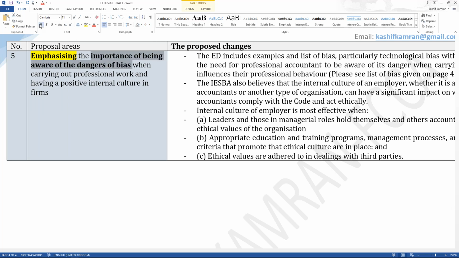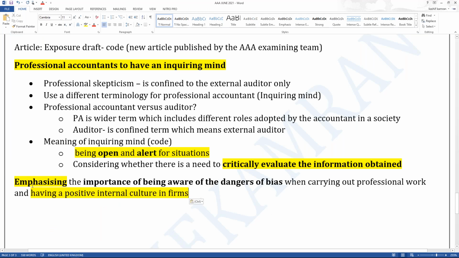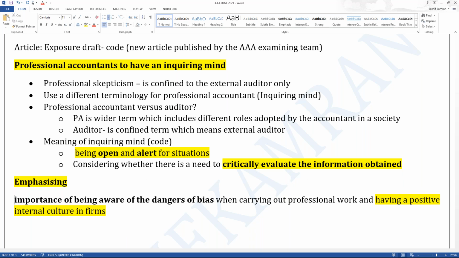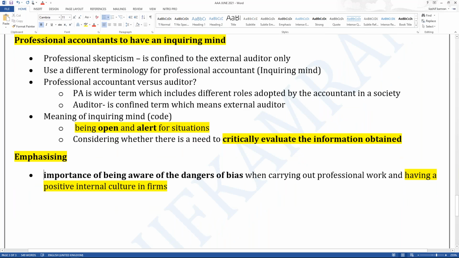So as a professional accountant, you should be aware of the danger of bias. That's number one. And number two, having a positive internal culture in the firm. So two things have been emphasized. The proposed amendment is emphasizing two things. Let's check it in the Word file for better understanding. The fifth proposed amendment is emphasizing the importance, number one, of being aware of the danger of bias when carrying out professional work.